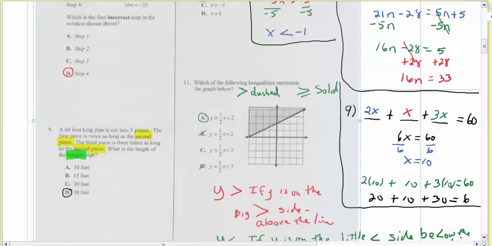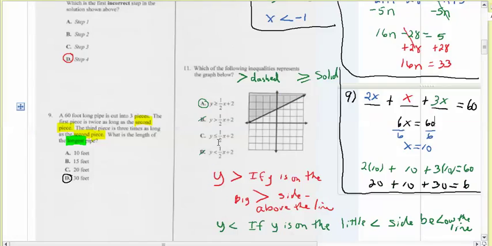Alright, hold on. Okay, then I got 20, which is the first piece, 10 is the second piece, and 30 is the third piece, and it's going to be equal to 60. So my longest piece is 30, and that's where letter D came from. Okay, that was number 9.